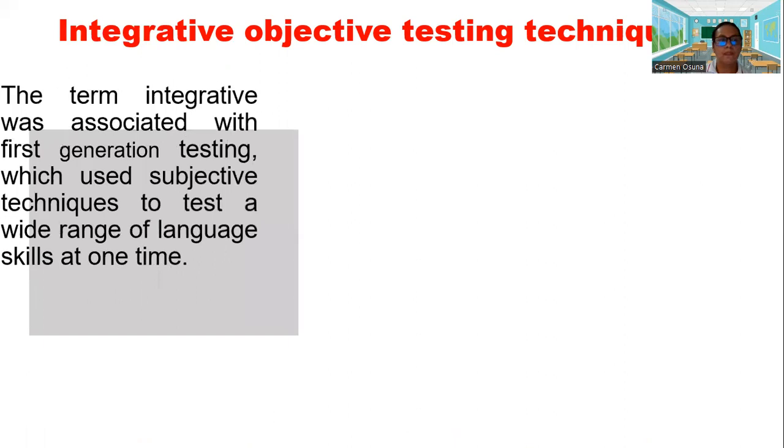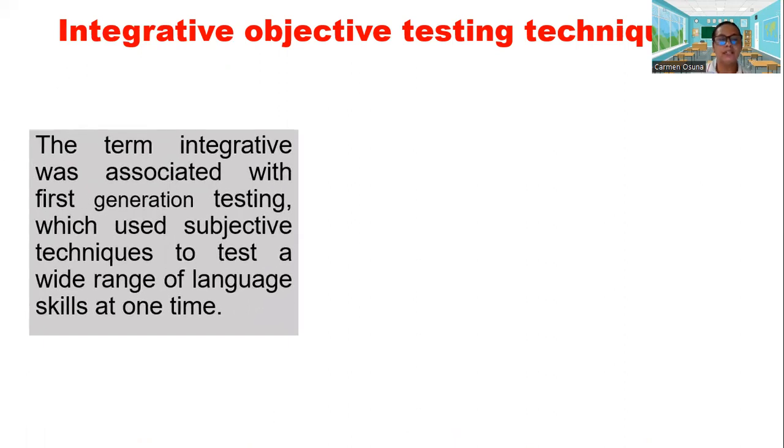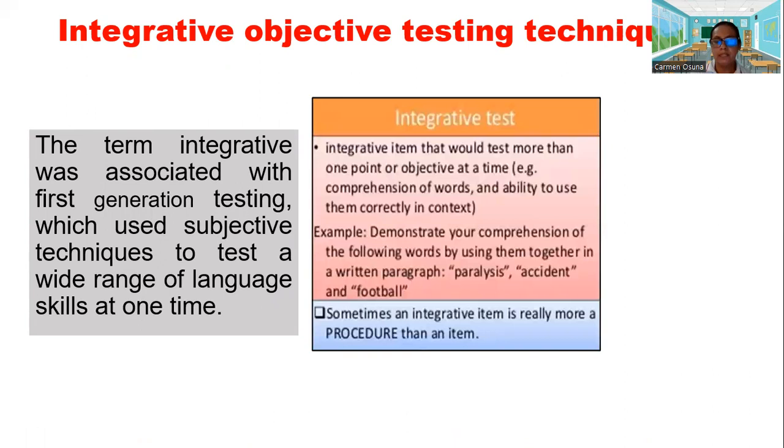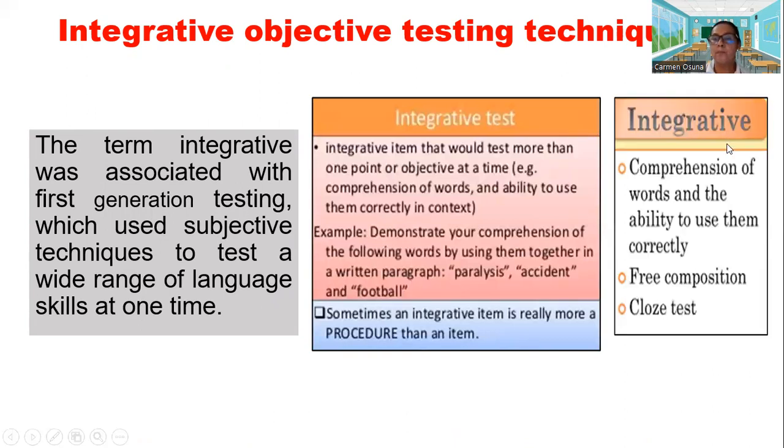Integrative objective testing techniques. The term integrative was associated with first generation testing, which used subjective techniques to test a wide range of language skills at one time. Integrative tests: comprehension of words and the ability to use them correctly. Here are 3 words: paralysis, accident, and football. And we have to make a sentence and use those 3 words, comprehension of words and the ability to use them correctly in context.